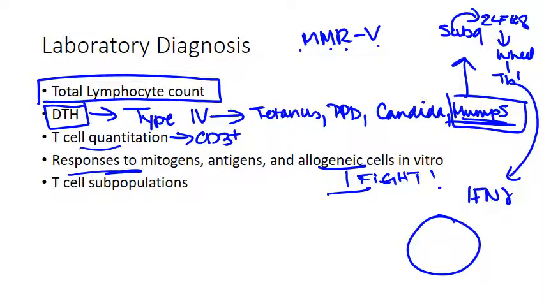You can also look for T cell subpopulations. So you'd basically take monoclonal antibody reagents to T cell surface antigens to look for your CD4 to CD8 ratios, to make sure that you have the normal 2-to-1 CD4 to CD8 population that you expect to see.